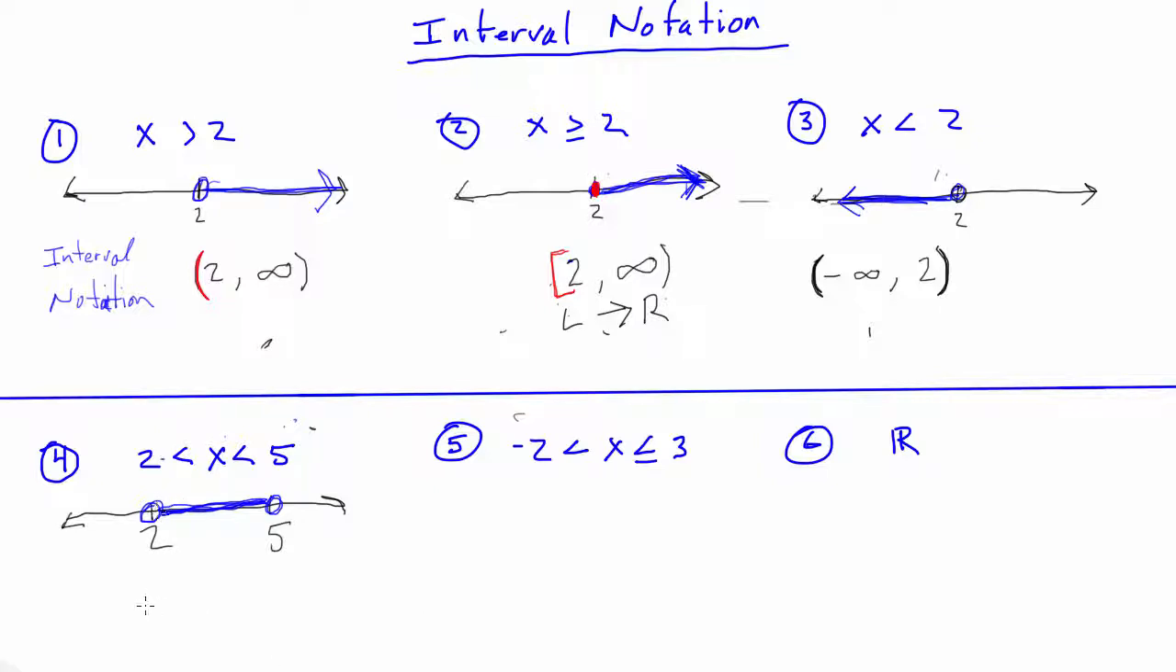So it starts at 2. The leftmost number is a 2. And then we're going to go to 5. And there's an open dot on 2, so that will be open. There's an open dot on 5, so that will also be open, or parentheses.